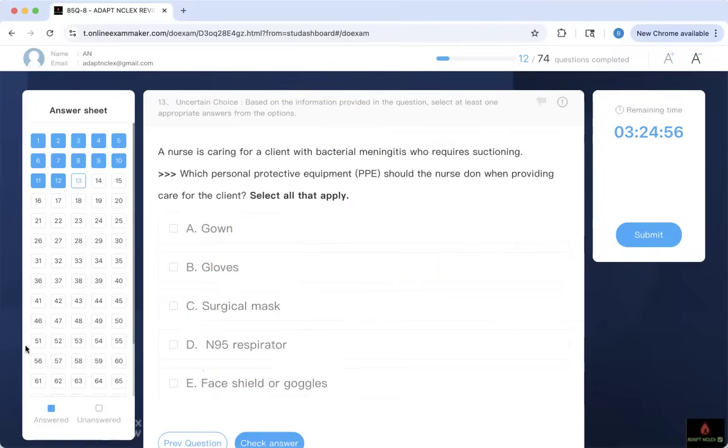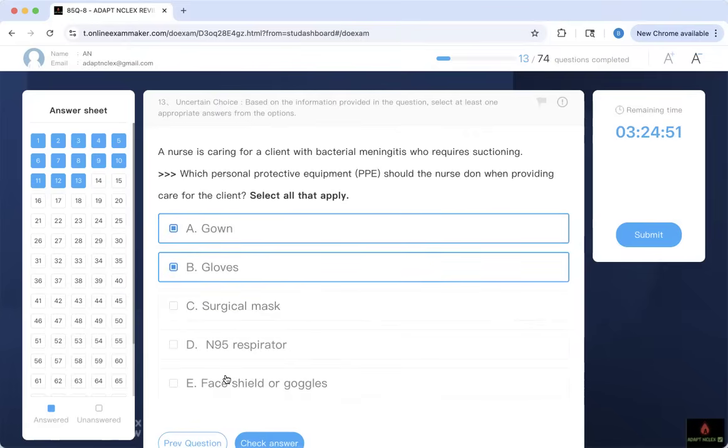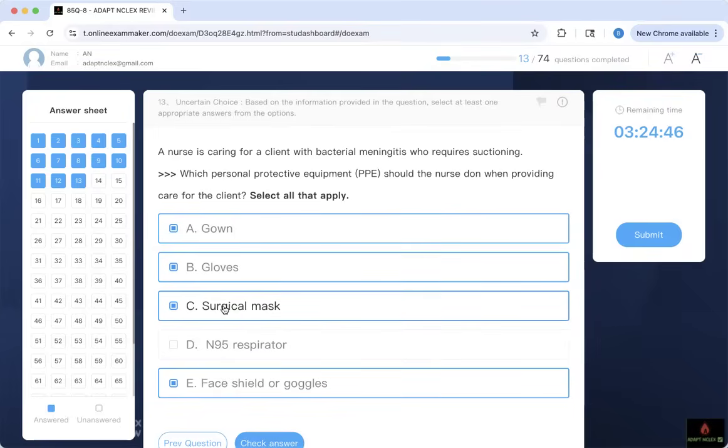Therefore, which answer choice do you think we should pick? Gown, gloves, and face shield are for the contact portion of it, and the surgical masks are for the droplet. The keyword, the takeaway, write it down, is what? Suctioning. Don't only focus on bacterial meningitis. I keep saying buzzword. I'm not joking, guys, because that word alone changes the content of the question. I can remove suctioning and the answer choice changes.